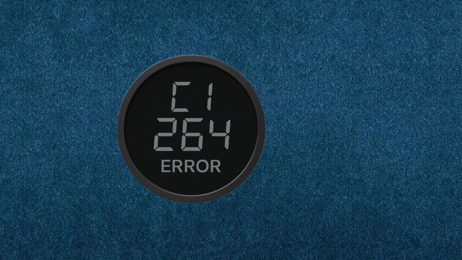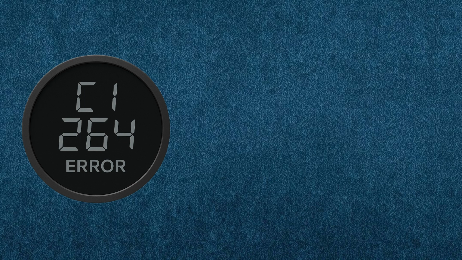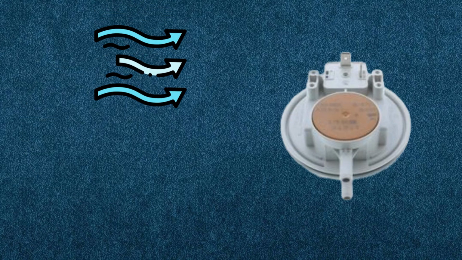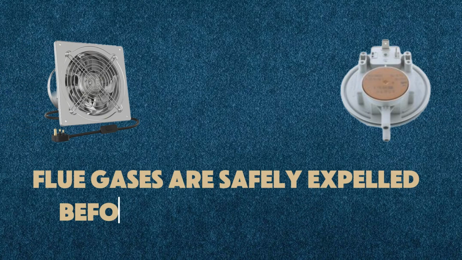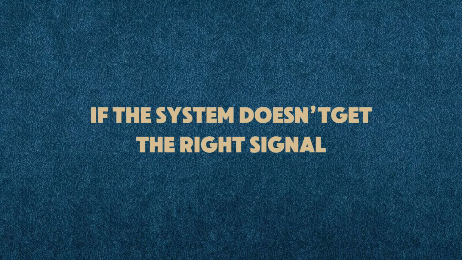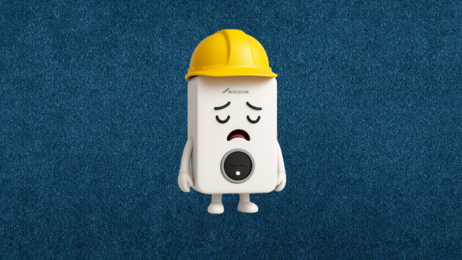The C1264 fault means the boiler's air pressure switch hasn't detected the right airflow before ignition. The switch works alongside the fan to ensure flue gases are safely expelled before the burner lights. If the system doesn't get the right signal, it shuts down automatically to prevent unsafe combustion.